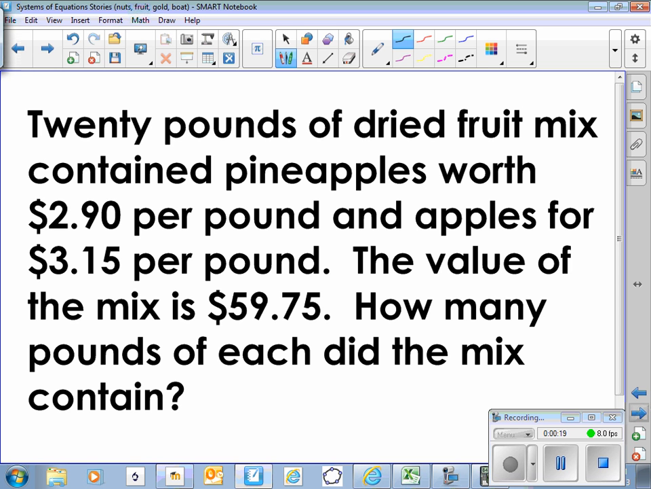20 pounds of dried fruit mix contained pineapples worth $2.90 per pound and apples for $3.15 per pound. The value of the mix is $59.75. So how many pounds of each did the mix contain? Well, we know that the total is 20 pounds. So we could figure out the cost per pound.